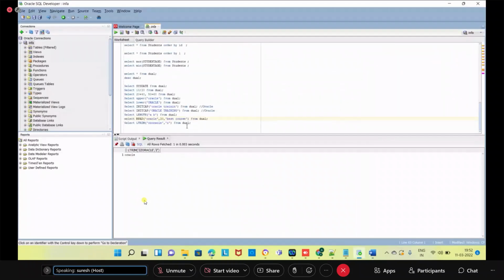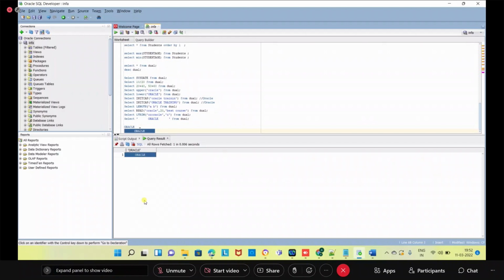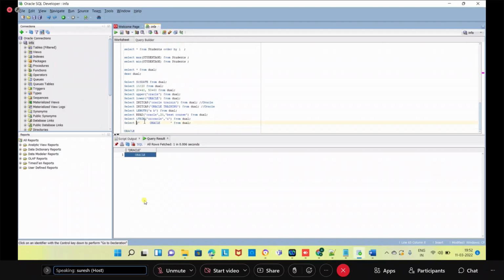Let me just run this. If you see here, we are having extra spaces in front of Oracle as well as after Oracle. So it will trim the spaces and show you. Okay, we don't have any space here. But if you run without trim, we have space here. This string is holding some space. This is clear, right?